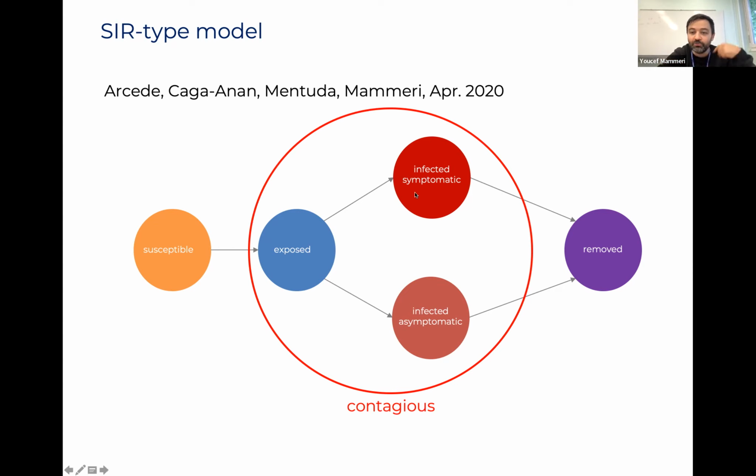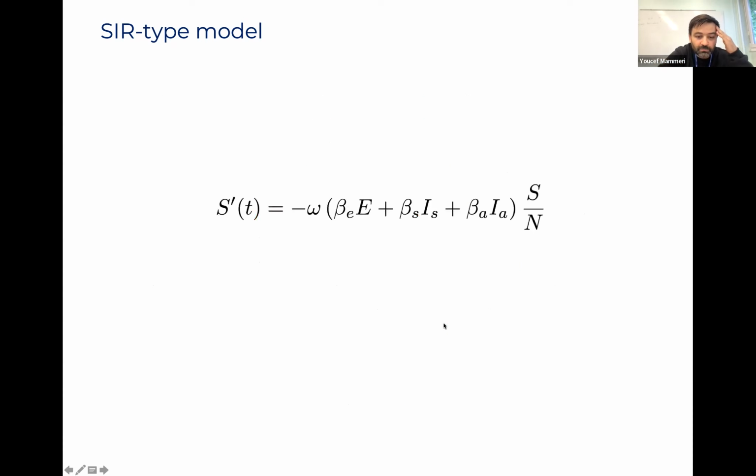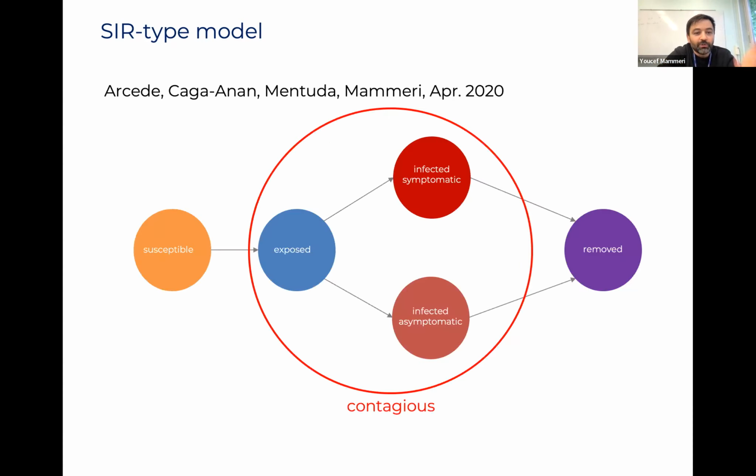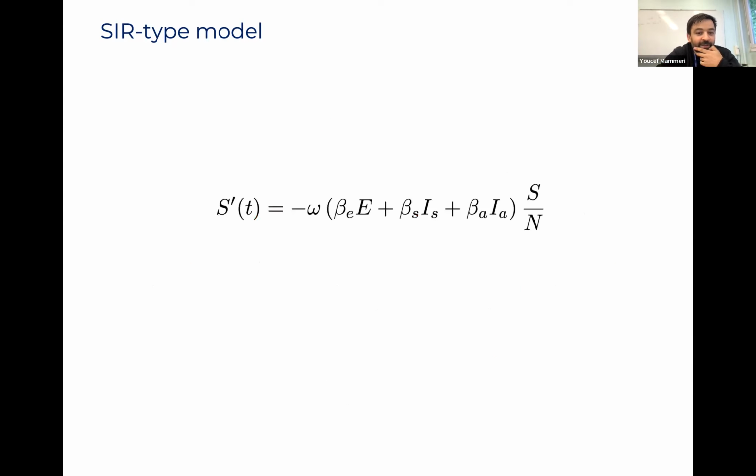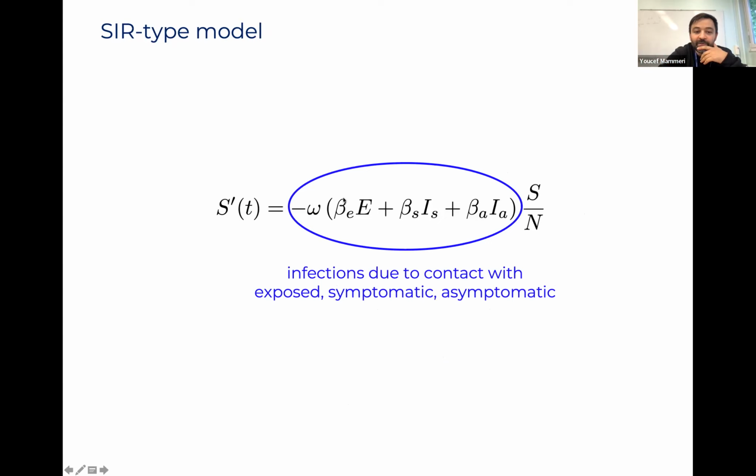So you have symptoms, you know that you are contagious. You don't have symptoms, you are still contagious. But in April, actually, we did not know that it was the good way to do that. But in terms of mathematics, it's not complicated. It's mostly the same as before.